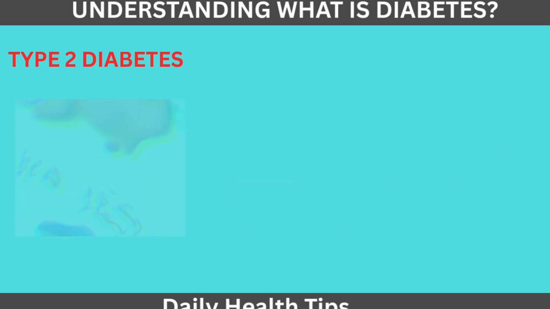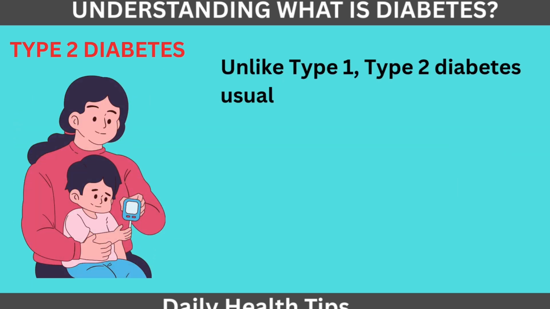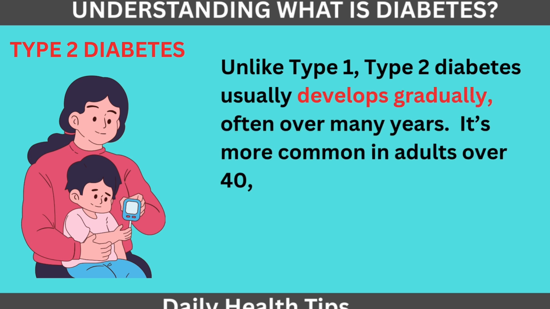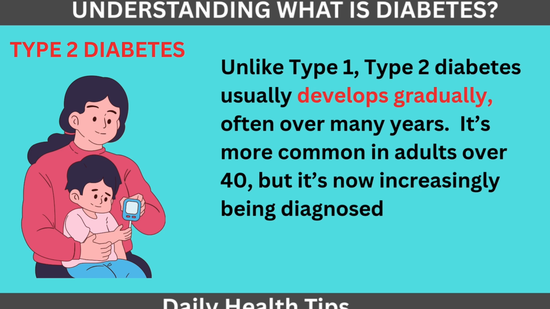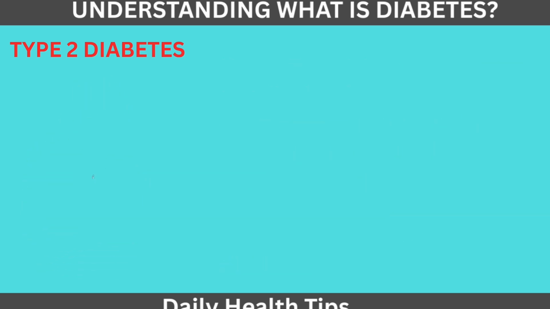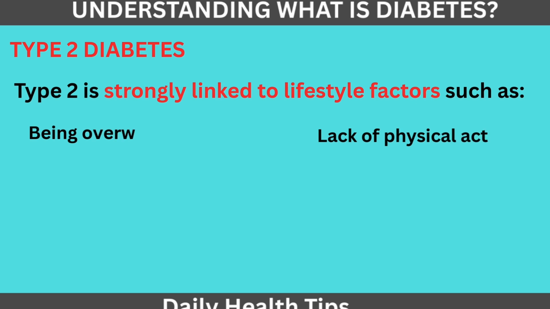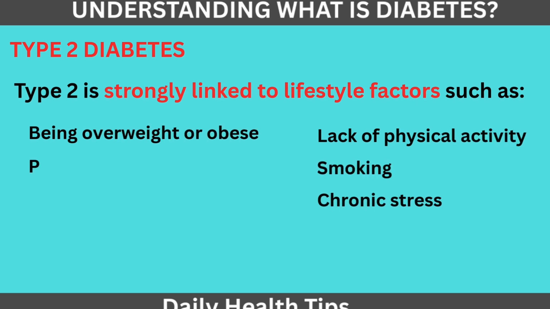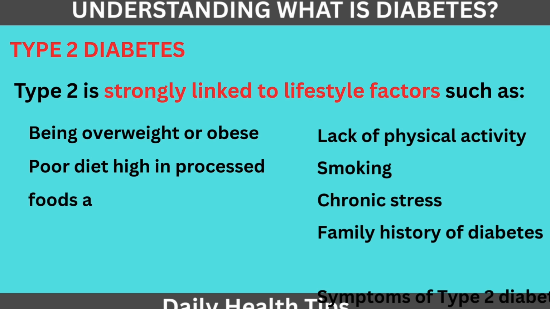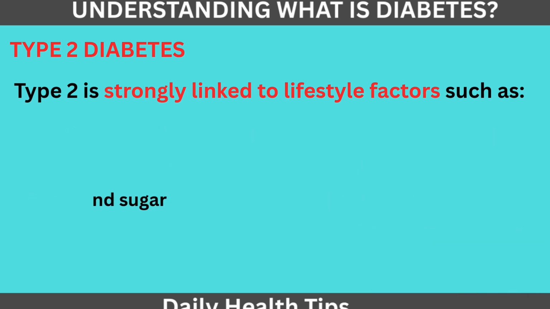Unlike type 1, type 2 diabetes usually develops gradually, often over many years. It's more common in adults over 40, but it's now increasingly being diagnosed in younger adults, teenagers, and even children. Type 2 is strongly linked to lifestyle factors such as being overweight or obese, poor diet high in processed foods and sugar, lack of physical activity, smoking, chronic stress, family history of diabetes.